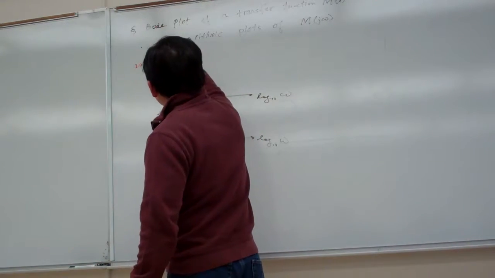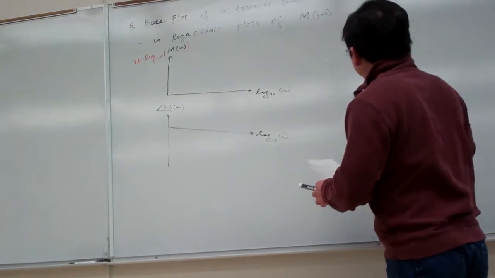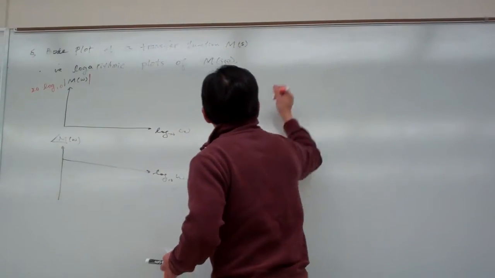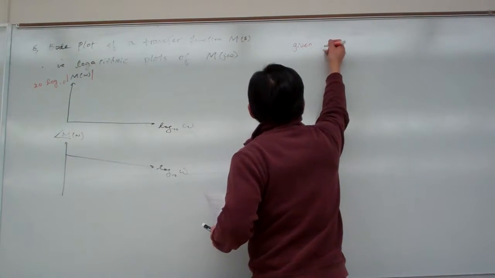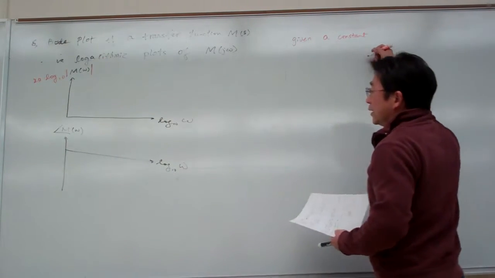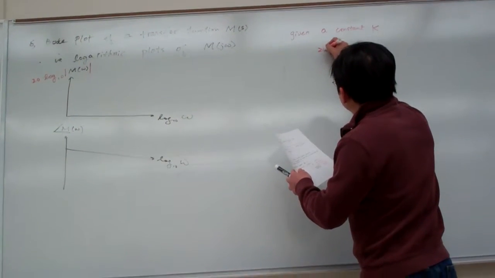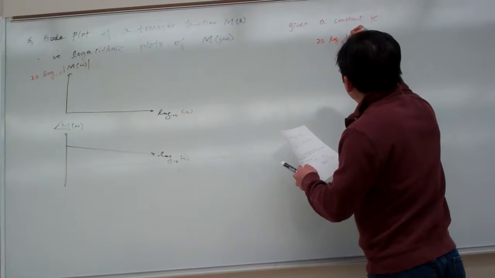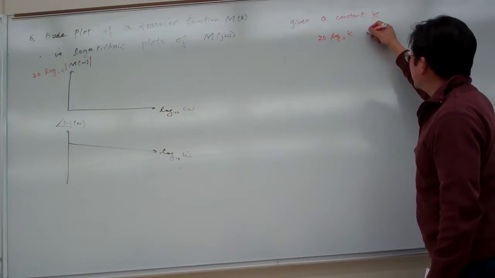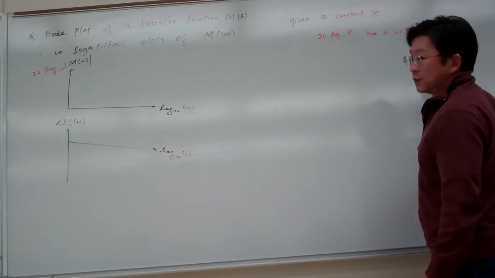Why? Let me give you the reason, since I'm expecting this question. Given a constant k, if we take 20 log 10 of k, this scaling will have the unit we call the dB, decibel.